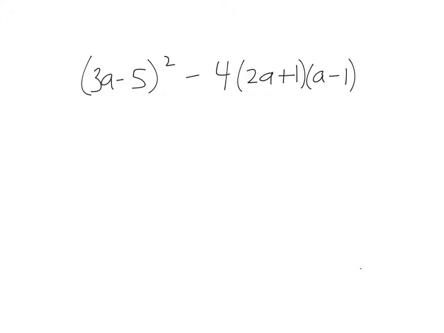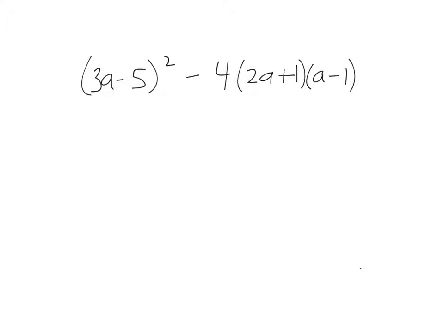So here we have an expression that's a little bit harder. It's a little bit harder for 2 reasons. Actually, 3 reasons, I guess. First of all, there's a squared. That makes it a little bit harder because you have to know what to do with that. The fact that it's a subtraction is also harder. People tend to mess up the subtractions. And there are 3 things being multiplied in the second term. So here we have 4 times 2a plus 1 times a minus 1. And that's harder because there's 3 things. I see a lot of students make mistakes when they get to something like that.